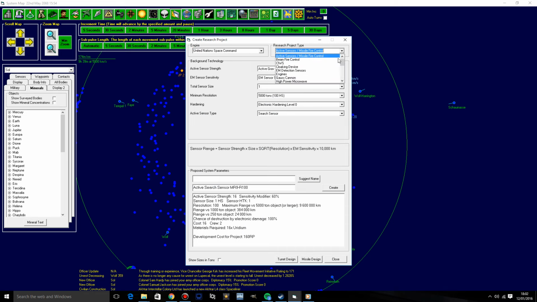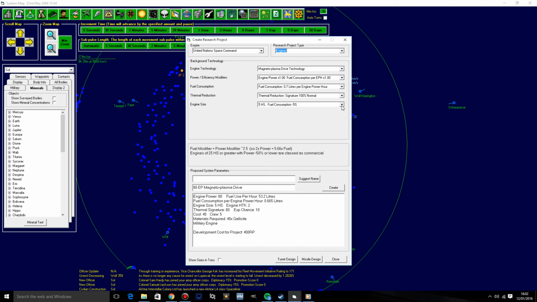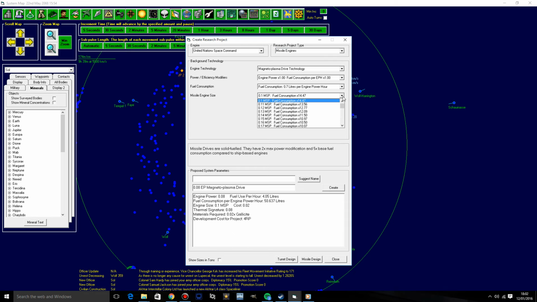We'll redesign our missile engines and missiles from the ground up then, just so we know what we're doing. So I need missile engine. I want my missiles to be faster, more agile. So I think we research the brand new agility as well, which should be quite handy. Okay. So, 0.1 MSP. Yep.